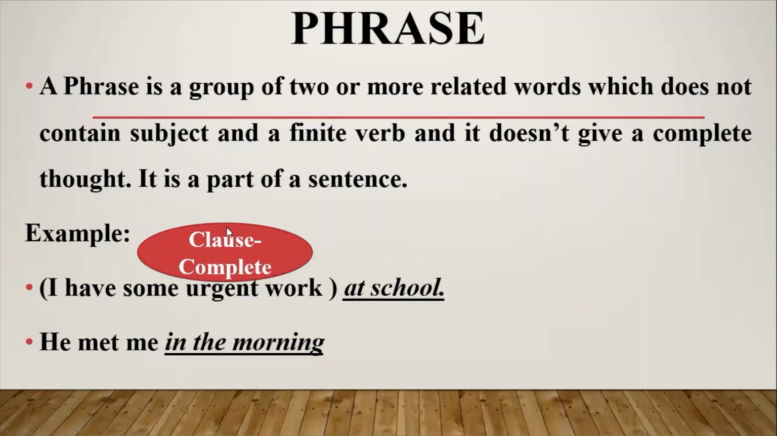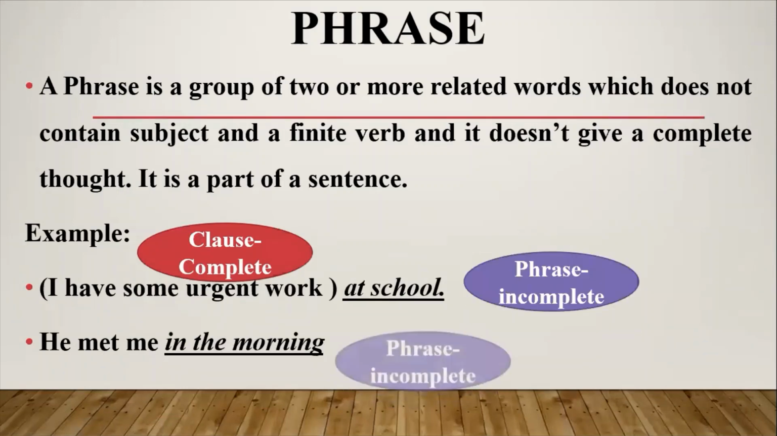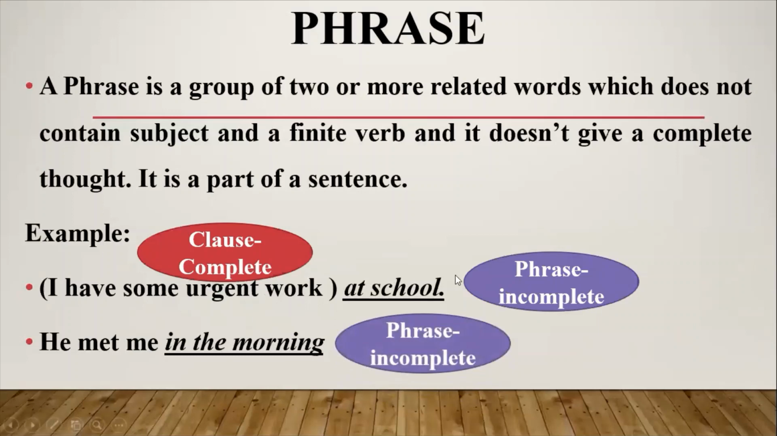How to remember that? What is the first letter of clause? C. What is the first letter of complete? C. So that way you can remember clause is a complete sentence which gives you meaning. And phrase is incomplete. At school is incomplete. So if you remember one point here, you will understand the phrase is incomplete. In the clause and phrase, clause is a complete sentence. Phrase is an incomplete sentence. Similarly, he met in the morning. This underlined in the morning is a phrase. Phrase is incomplete. So till here you understood.